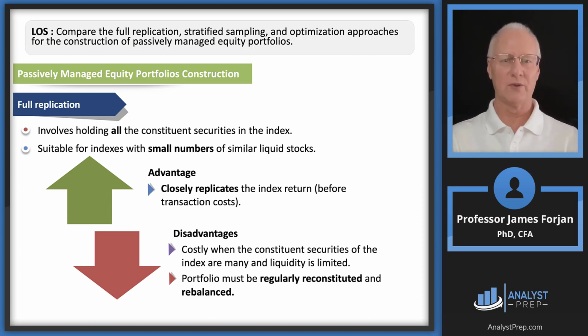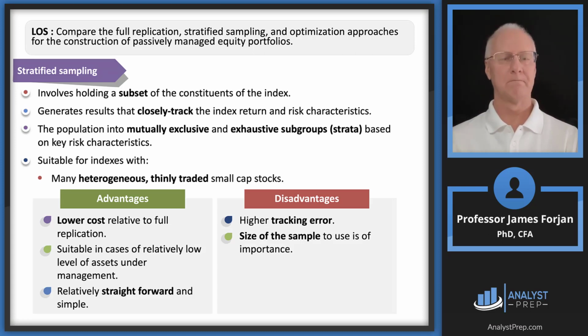Suitable for indexes with small numbers of similar liquid stocks. That is a super sentence to remember for an exam question. So my Wilshire 5000 example, that was silly, and we knew it was silly. Closely replicates the index, so of course that's the advantage. But what's the disadvantage? It's costly, and there's that regular reconstitution and rebalancing.